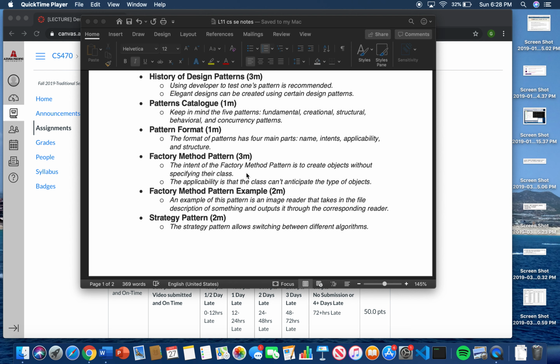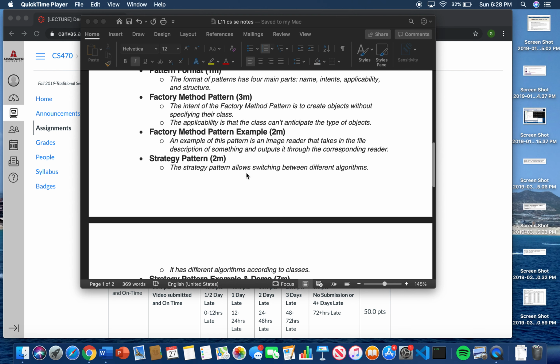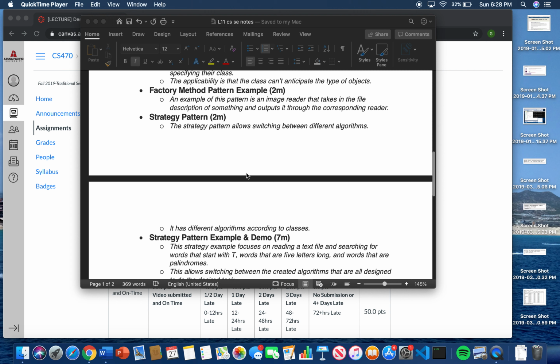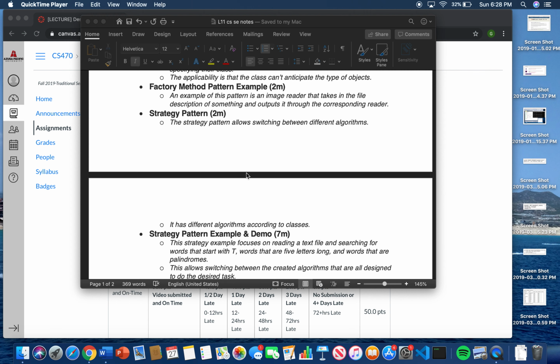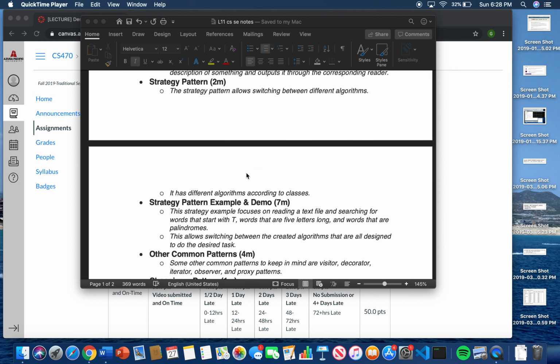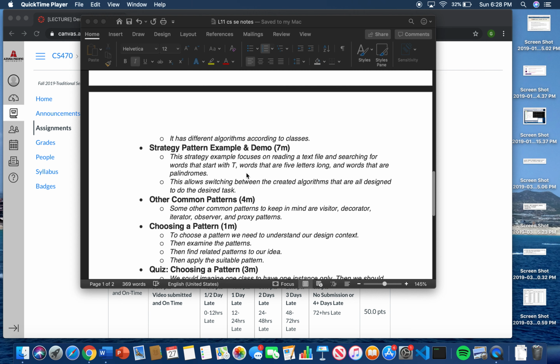it would be output using that reader. The strategy pattern allows for switching between different algorithms to meet a certain requirement, and it also has the different algorithms according to the classes. So what he used in the video for an example was he wanted to look through a text file, finding words starting with T that were 5 letters long and words that were palindromes. So he used the strategy pattern to make different algorithms to look through the text file.